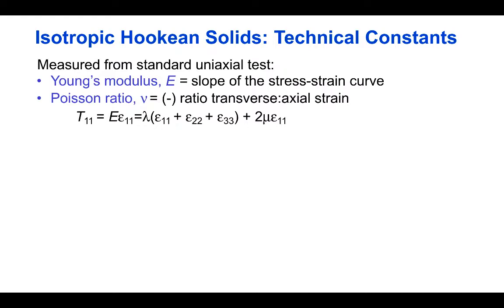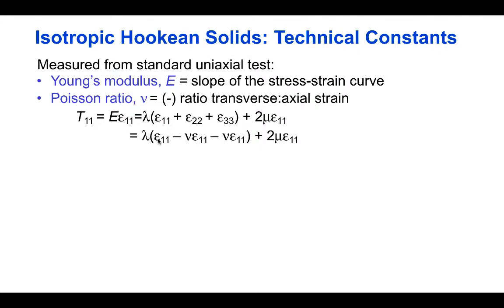So putting this particular situation into the constitutive law for an isotropic Hookean elastic solid, we would write that T11 is equal to E times epsilon 11, which would therefore be lambda times (epsilon 11 plus epsilon 22 plus epsilon 33) plus 2 mu times epsilon 11 from the constitutive equation, which can be rearranged to lambda times epsilon 11 minus nu times epsilon 11, since epsilon 22 and epsilon 33 are the transverse strains in the uniaxial experiment, they're equal to minus nu times the axial strain.